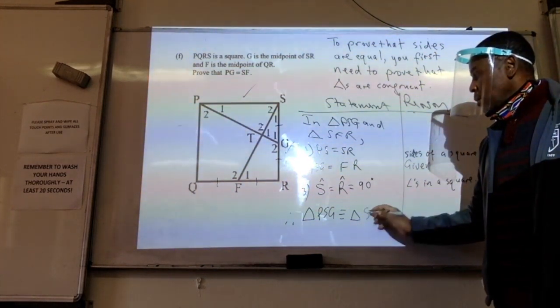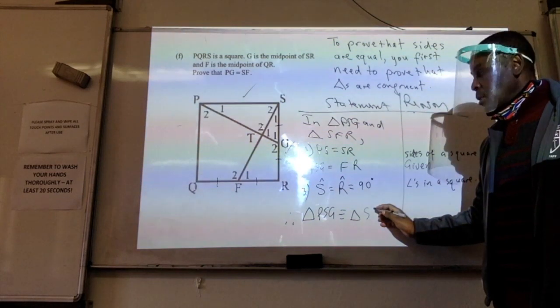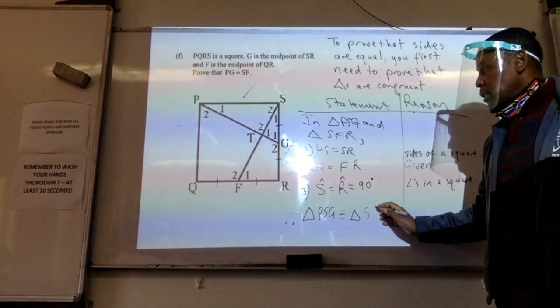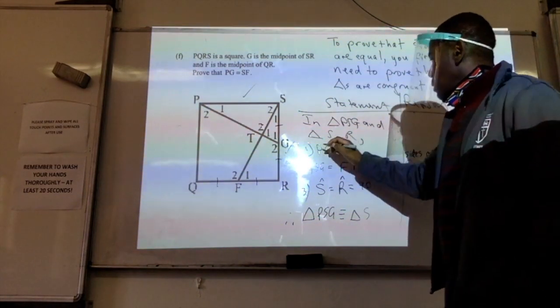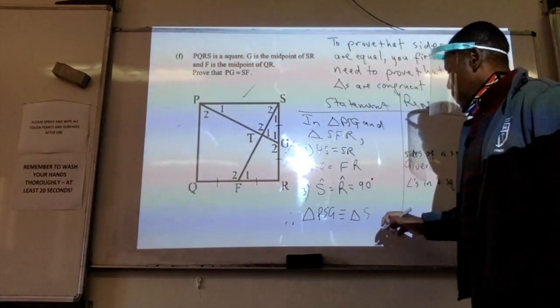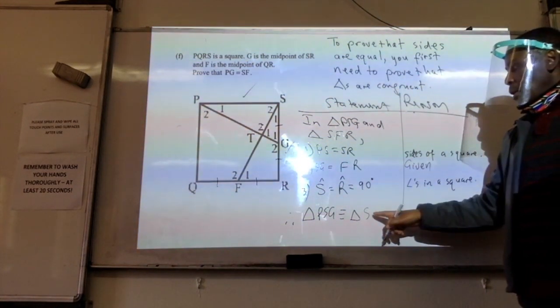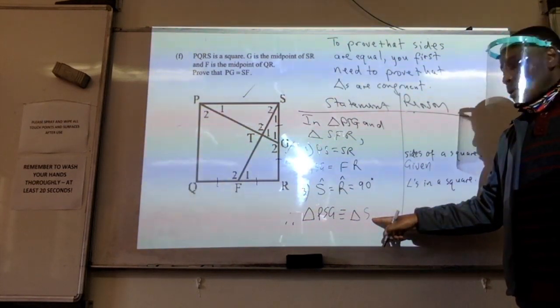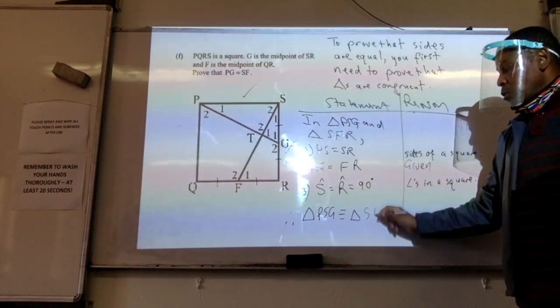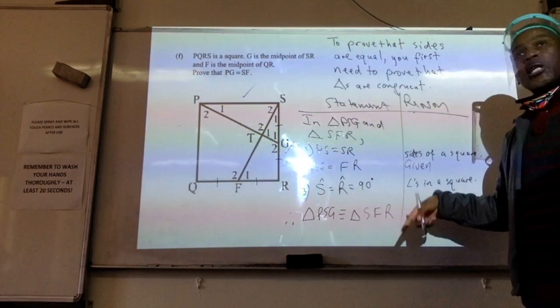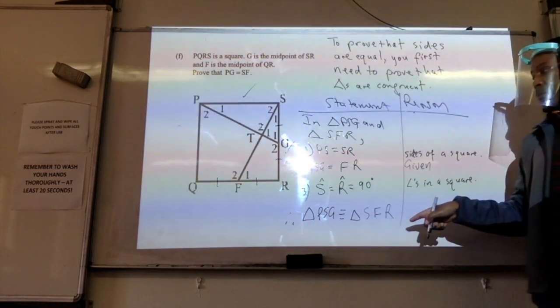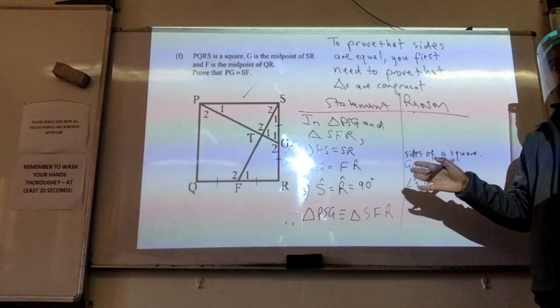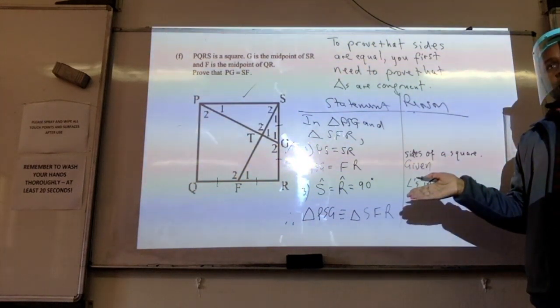Let me write that down. Triangle STG. This is FR, right? So what do you want? You want SFR? Can we check, guys? Is that the right way to name them? How do you check that?